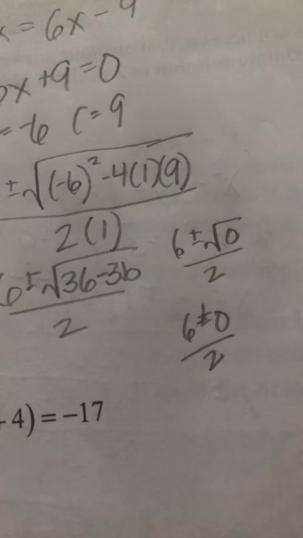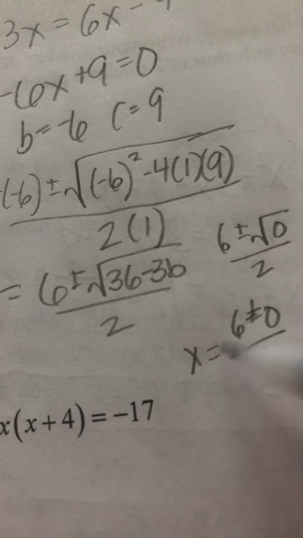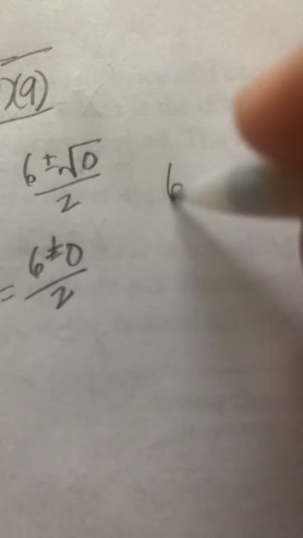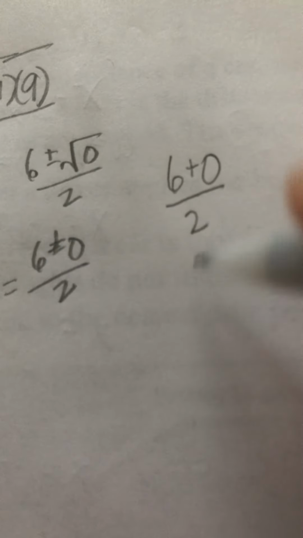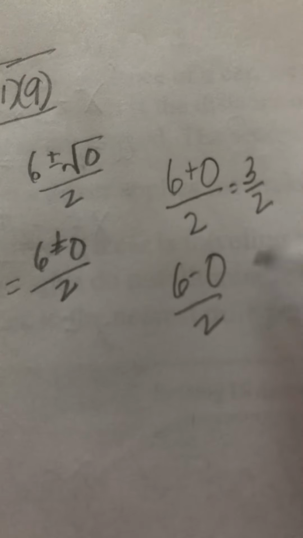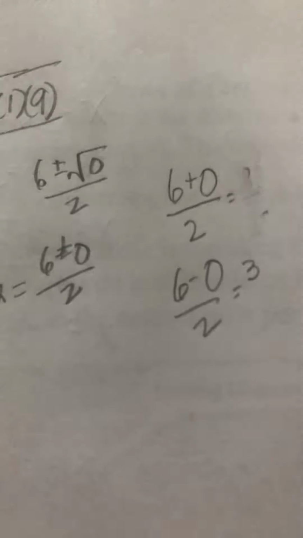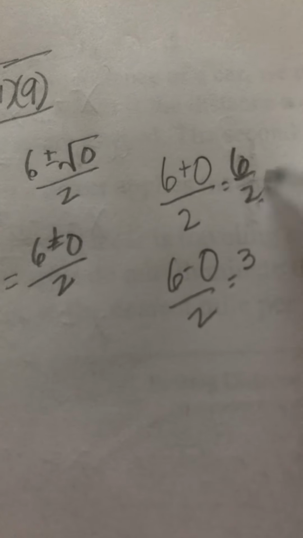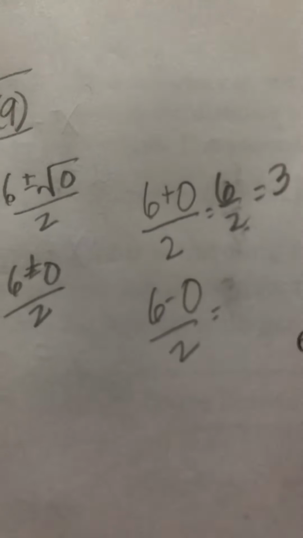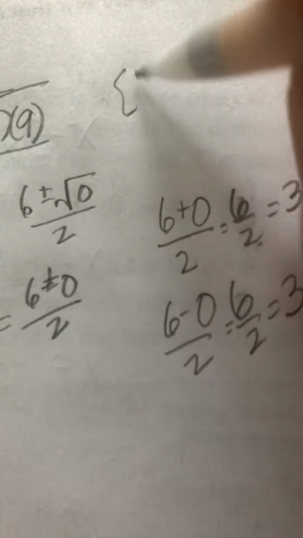So think about this. That's a plus or minus there, you guys. And I got a little sloppy here. So 6 plus 0 and 6 minus 0 are the same thing. They're both 6. I still will show you, though. So you get 6 over 2, which is 3, and 6 over 2, which is 3. So this guy only has one solution. And remember, we did talk about what that looks like.